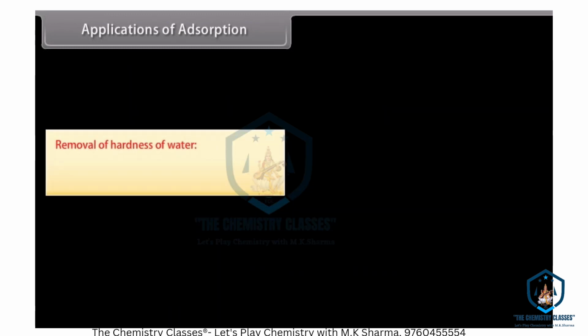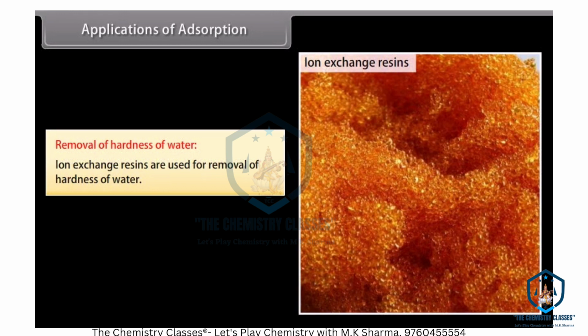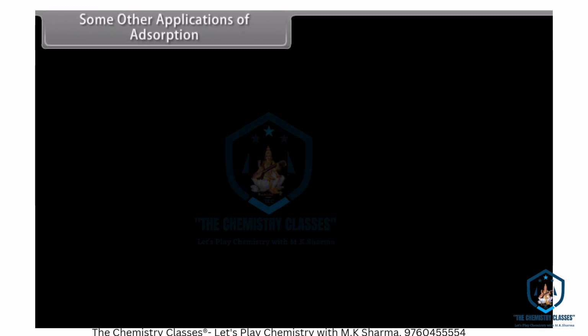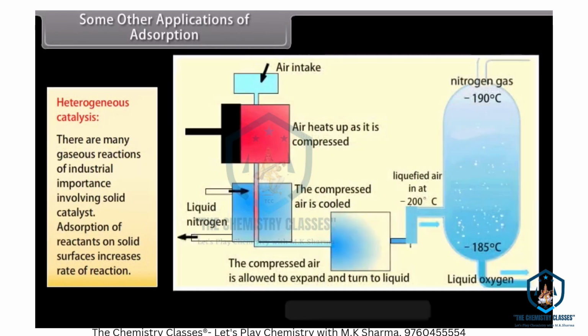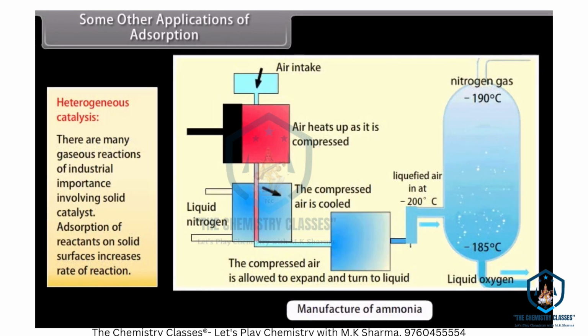Removal of hardness of water: ion exchange resins are used for removal of hardness of water. Some other applications of adsorption. Heterogeneous catalysis: there are many gaseous reactions of industrial importance involving solid catalysts. Adsorption of reactants on solid surfaces increases the rate of reaction. For example, manufacture of ammonia, sulfuric acid, and hydrogenation of oils.